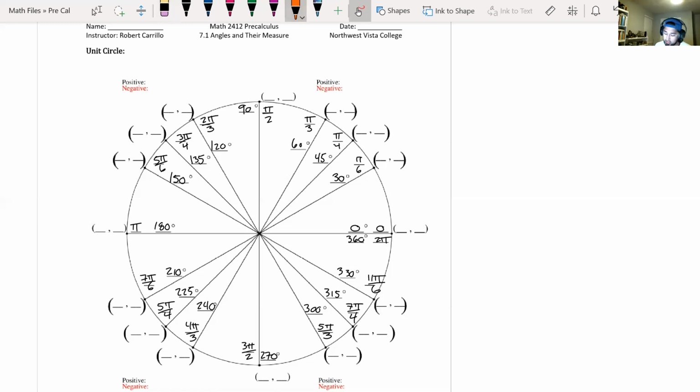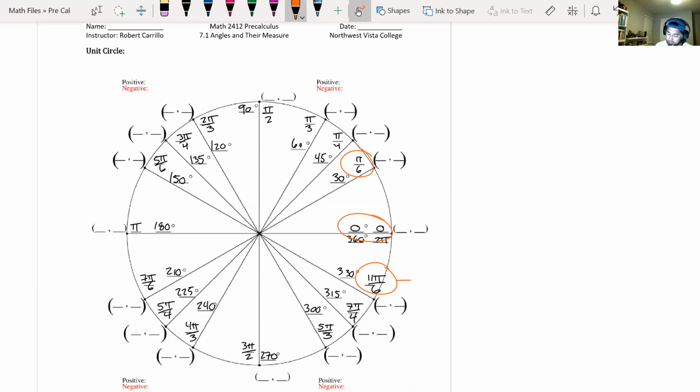Let's say I want to find where all the pi over 6s are. I'll start at 0, and then I'll add a pi over 6. 0 plus pi over 6 gives me pi over 6. We're going counterclockwise, and we're always going to go counterclockwise unless we want to go negative. You can do the same method going negative as well. If I was going negative, I would subtract a pi over 6, and this would actually be negative pi over 6 instead of 11 pi over 6.